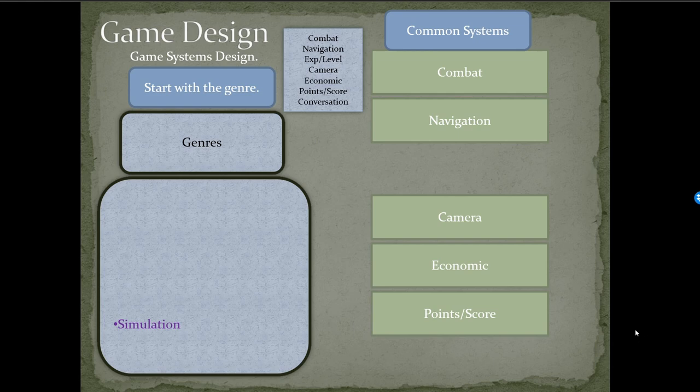And then most simulations have very strong economic models. That would be the main one for the simulation genre, because when you're simulating something, often there's an economy that you're simulating. And then some sort of points scoring system to determine how you did in the simulation. In SimCity, it would be a score to determine how well your city did. And typically there would not be any sort of conversation system in most simulation games. Oh, another one is flight sims. That's where navigation and camera are super important.